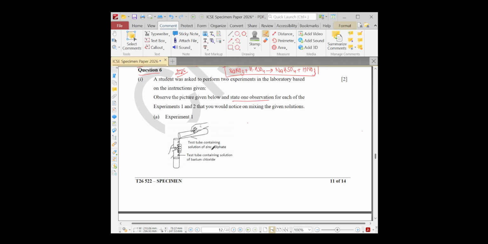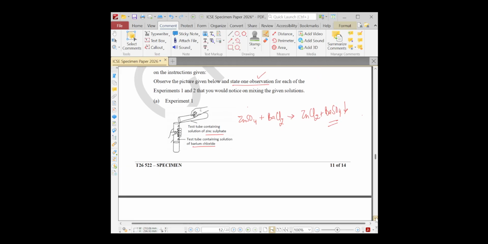Now look here, it says zinc sulfate and barium chloride. The test tube contains barium chloride. So when zinc sulfate reacts with barium chloride, what are you going to get? You will get zinc chloride plus barium sulfate. This barium sulfate is a thick curdy white precipitate. So what are you going to observe? One observation: a thick white precipitate of barium sulfate.